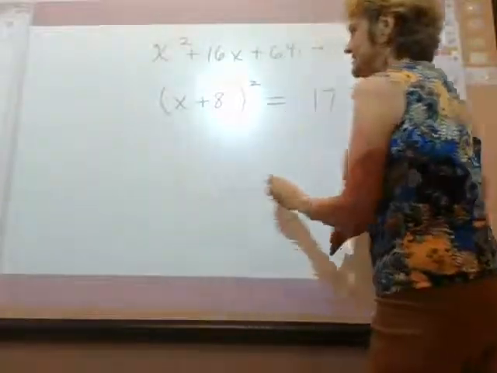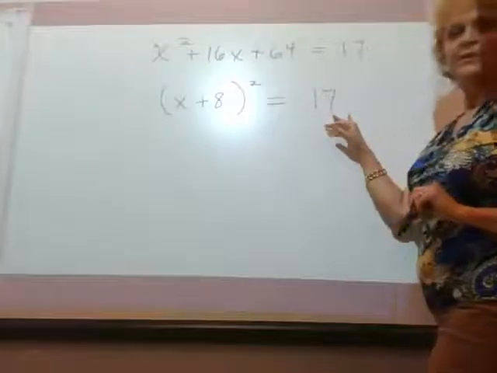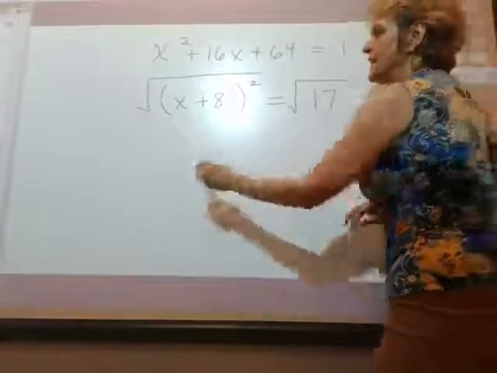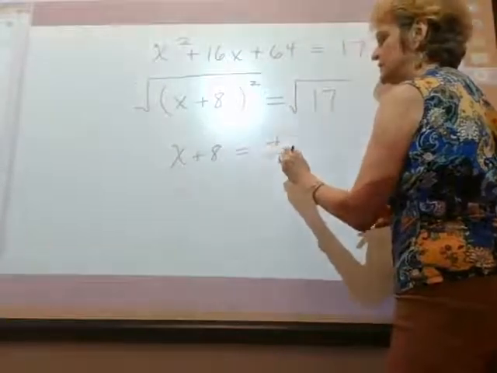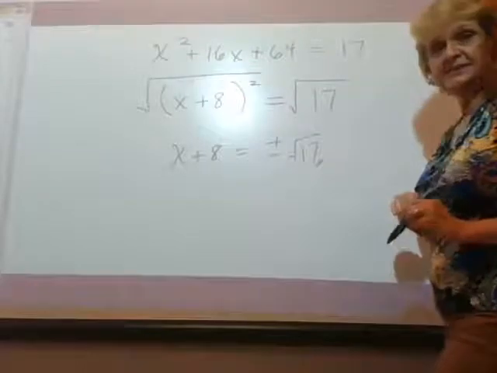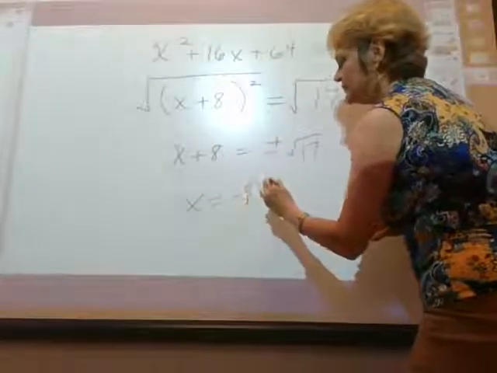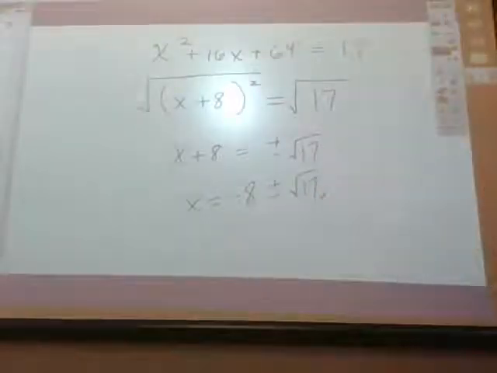And then it's just like we just did. We've got a binomial squared equals a number. So we take the square root of both sides. We get the radicand to come out. We know this is plus or minus radical 17. We subtract the 8, write it first, and we are done. Yay. All right, so let me get you to do these.